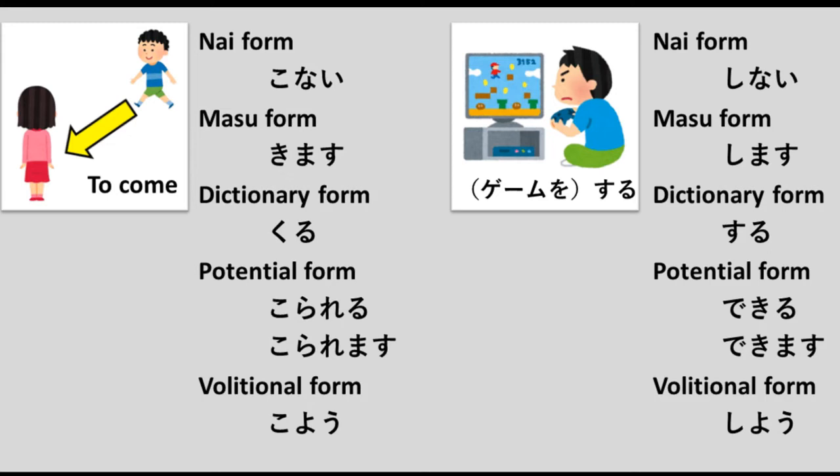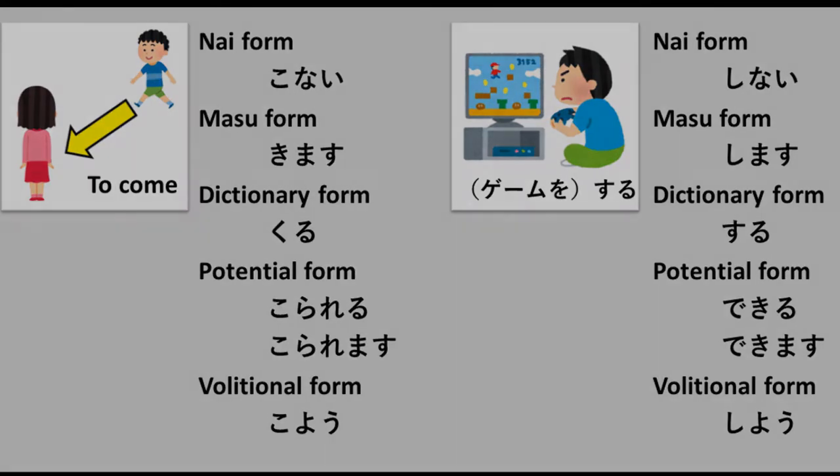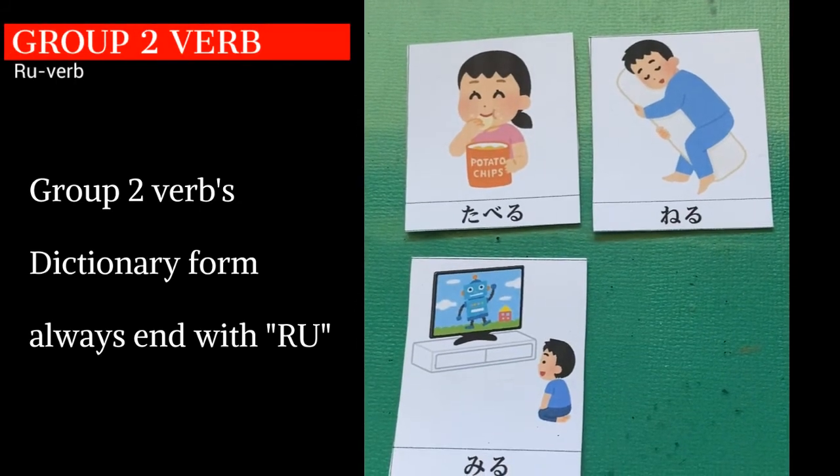The verb to do, from the top: NAI form, しない. Masu form, します. Dictionary form, する. Potential form, できる、できます. Volitional form, しよう.